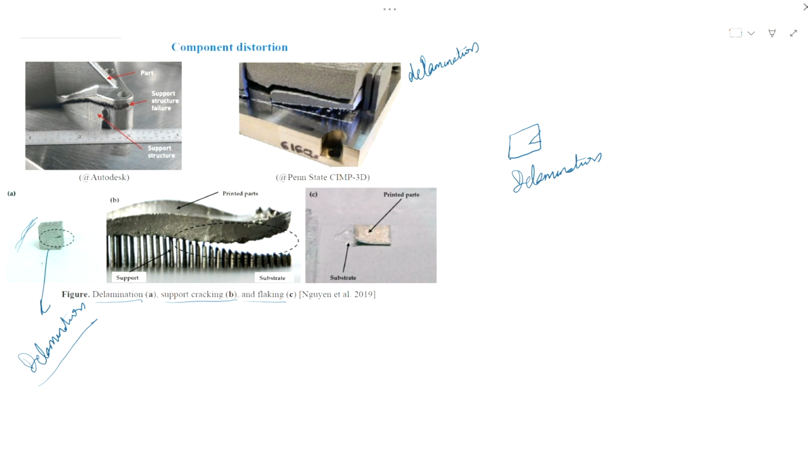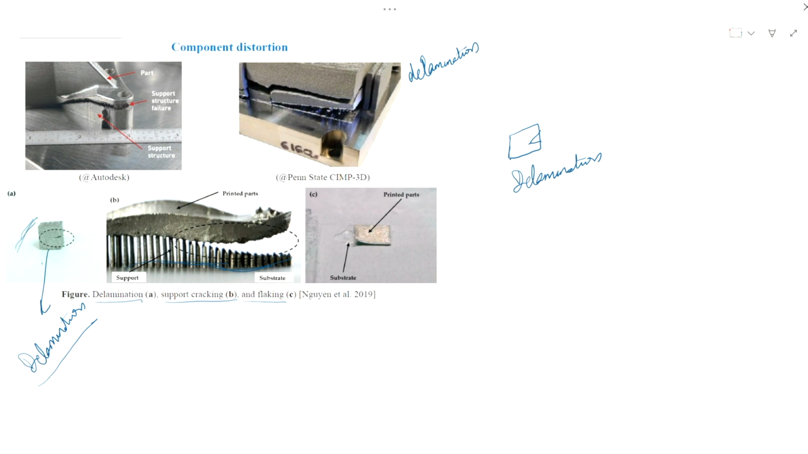Now, another problem in SLM printing is support cracking. We can see at the bottom we have supports. But the area of contact between the support and the component is small. We are using these small pillars, so the area of contact decreases, but it can create support cracking. So this type of problem is known as support cracking.